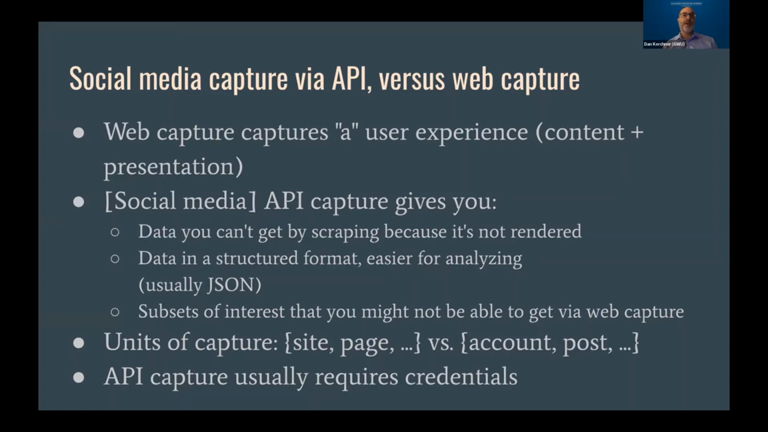So that's one difference. And you get it in a structured format, which for our users, who are often researchers, makes it much easier for analyzing. The native format with many of these platforms, and Twitter included, is usually JSON, but you can derive simpler derivatives from that, which might be CSV, Excel, et cetera. Another advantage of using an API is that you can specifically ask, through the API methods that they make available, for subsets of interest that you can't necessarily get through a web capture.